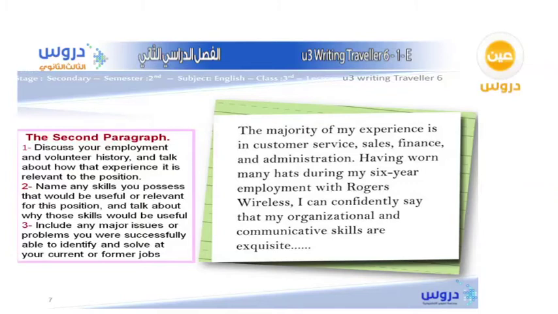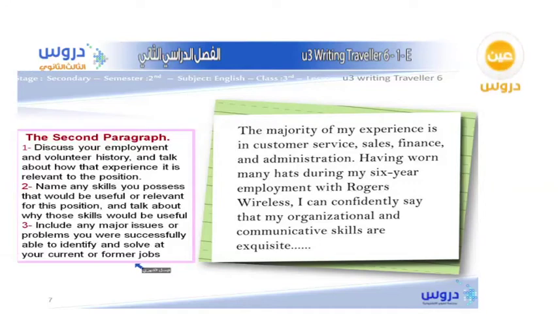So let's move to the second paragraph and what we should write in it. Now, in the second paragraph, you need to discuss your employment and volunteer history and talk about how the experience is relevant to the position. All right, and also you need to name any skill you possess that will be useful or relevant for this position, and talk about why those skills will be useful. The third part you need to take into consideration: include any major issues or problems you were successfully able to identify and solve at your current or former jobs.